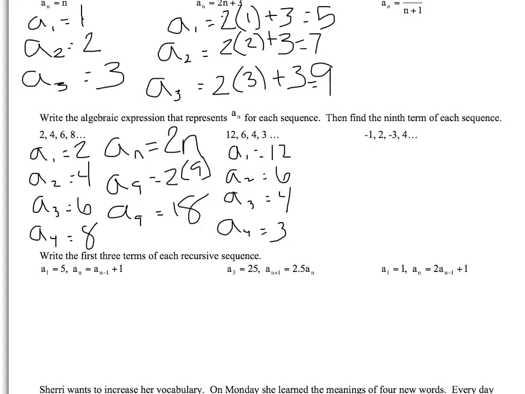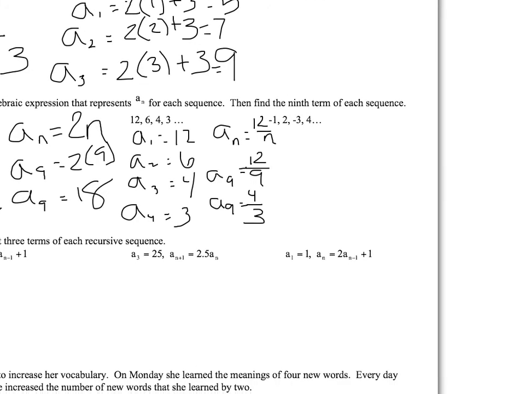What you could do, maybe you say, ooh, I see it. Take 12 and divide by 1, you get 12. 12 divided by 2, 6. 12 divided by 3, 4. 12 divided by 4, 3. So you just have to take 12 and divide by the n value. The way we say that is that an is equal to 12 divided by n. And to find the ninth term, we take 12 and divide by 9, which I will reduce. It is 4/3.